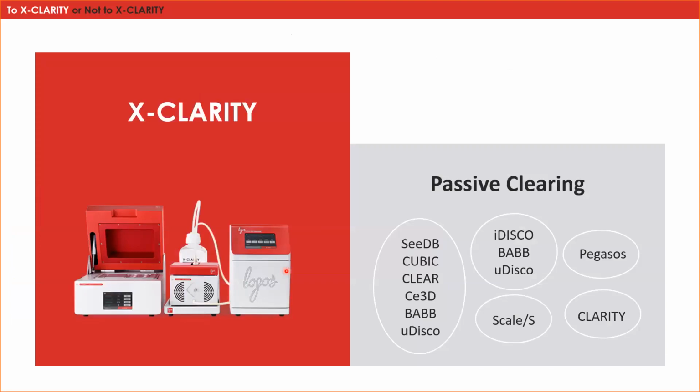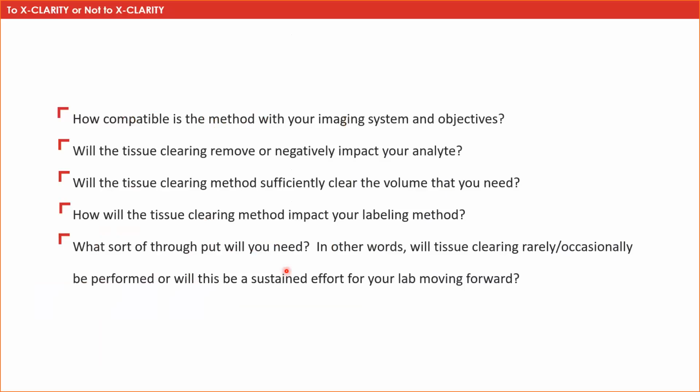So if we go back and we're still trying to figure out, okay, is this something that we want to do or not? Let me just put it this way: we view the tissue clearing universe a little bit differently than most others. To us, there's active clearing with the X Clarity system and passive clearing that encompasses just about everything else. Admittedly, X Clarity is not suitable for all clearing applications. So we have some questions that we think will help you as you try to figure out what may be the best approach for you.